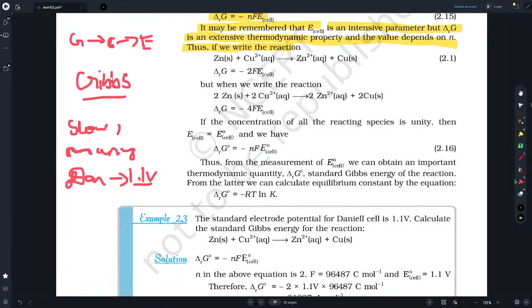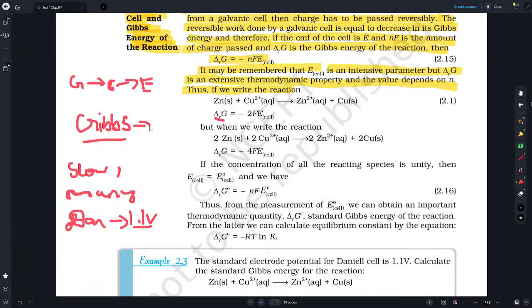But Gibbs energy change will depend on the amount of substance. The more the substance, the more the amount of Gibbs energy changed. That is what they are saying: it is an extensive thermodynamic property, and the value depends on n, the number. Thus we can take an example: zinc plus copper 2+ gives zinc 2+ plus copper, and ΔrG equals -2FE. But if we take 2 moles of each, the number is twice and we get -4FE as the value. If the concentration of all the reacting species is unity, then E cell equals E standard cell.